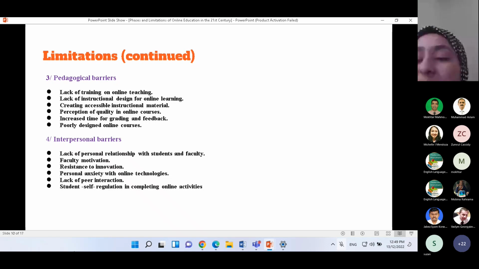The last type of barriers is the interpersonal ones, and it involves lack of personal relationship with the students and faculty motivation, resistance to innovation, personal anxiety with online technologies, lack of peer interaction, and student self-regulation in completing activities. So we move to discussion.